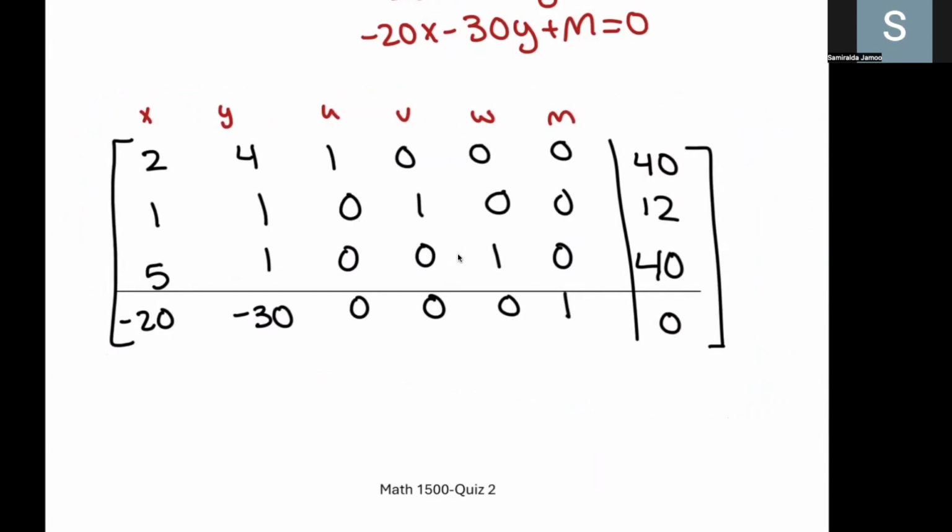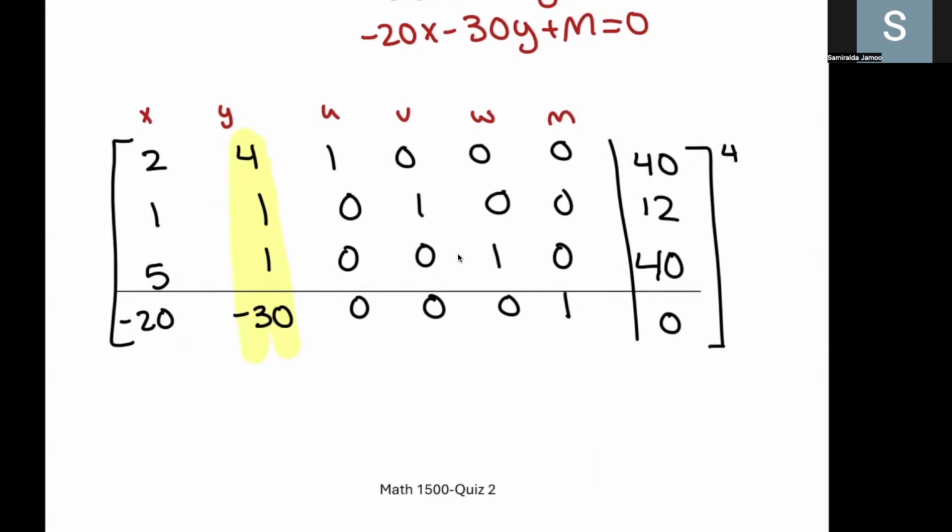And I want to pick the column that has the most negative number in it. So here I have negative 20, but here I have negative 30. Negative 30 is more negative than negative 20. So my pivot element comes from this column. Is it this 4? Is it this 1? Or is it this one? I don't know. So now I would need to get the ratio of my solution with the element in that column to see which one gives me the smallest ratio.